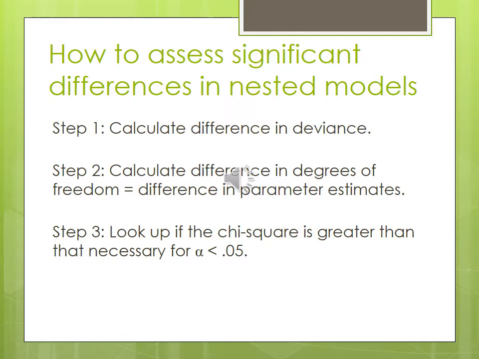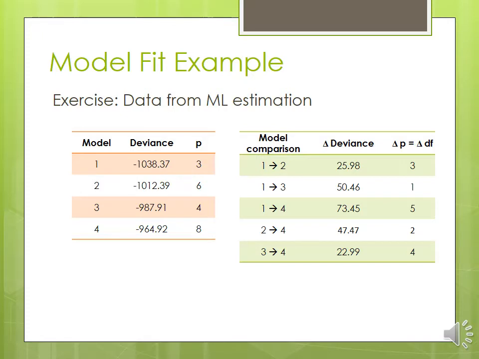We will need a table for that, but those are either in statistics books or easily accessible online. So let me walk you through this. I've copy and pasted the front piece from the table you've used earlier to calculate the AIC and the BIC so that we have the numbers readily there that we need. Model 1's nested in model 2, so you have to calculate negative 1038.37 minus negative 1012.39, and that gets you, if you use a calculator correctly or Excel, 25.98. So that's the difference in deviance.